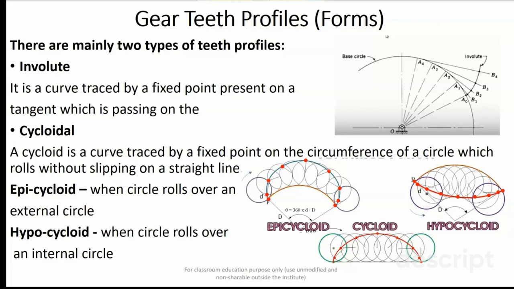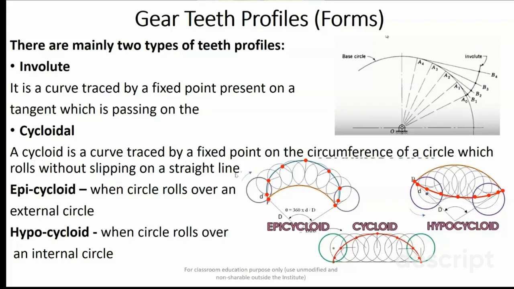One is the involute profile and the other is the cycloid profile. If you have a basic idea, you can remember that this figure shows what an involute profile is and how it is drawn. It is a curve traced by a fixed point on a tangent that passes over the base circle. So you have a base circle. If you divide this base circle into equispaced points and draw a tangent over it, and then consider any one point on it, the locus of this point gives you the involute profile.